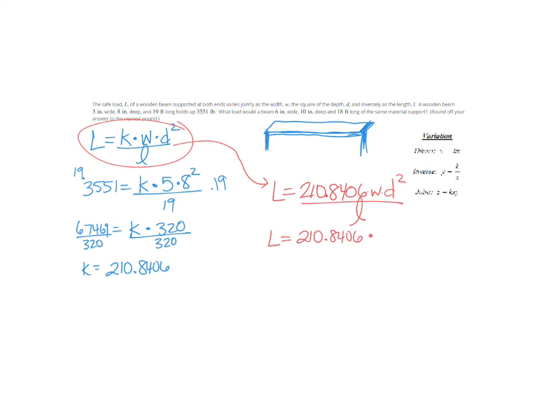The width was 6, the depth was 10, and I have to square that, don't forget squaring it, and I have to divide it by the length. And then I just type this in my calculator. I multiply the 210 number times 6 times the 100, that is 10 squared, and then I divide it by 18, and I have a load of 7,028 pounds.